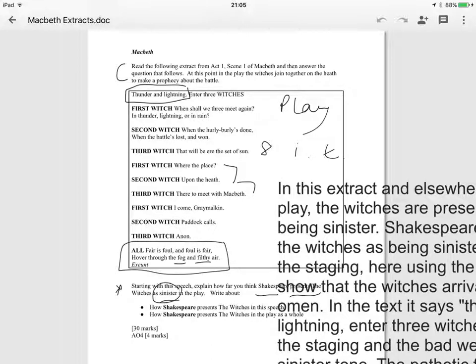Then I think I'd need a second point to go back to the extract to make sure the examiner knows that wasn't a fluke and I did understand the extract. I think then I'd probably say something about what the witches are doing. I might mention the iambic tetrameter. It spelled that wrong. As a structure, I might talk about the fact they sort of finish each other's sentences. They're predicting the future. So sentences, future, anything like that.